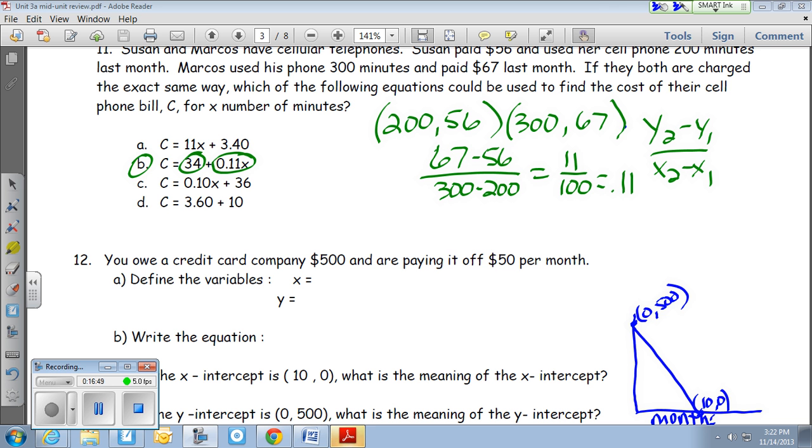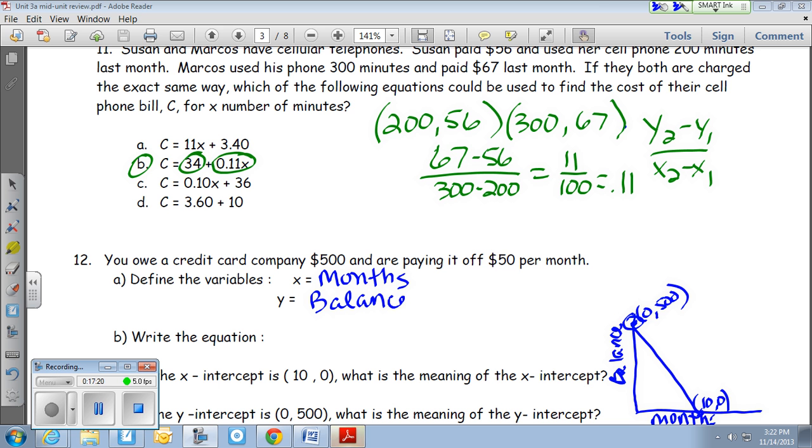And what's on the y-axis? Well, what does this $500 represent up here? That's the balance on the credit card. And I'm slowly paying it off every month. So as the months go by, the balance gets smaller. So this would be the balance of the card over there on the y-axis. So the variables would be the months, and the y is your balance of the card.